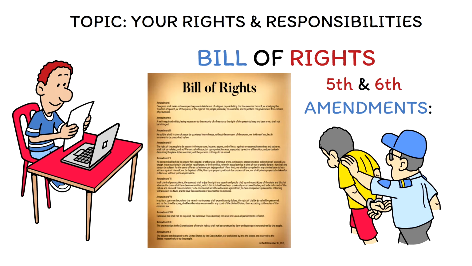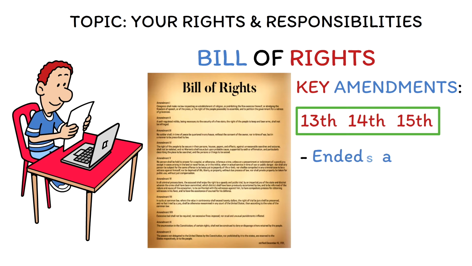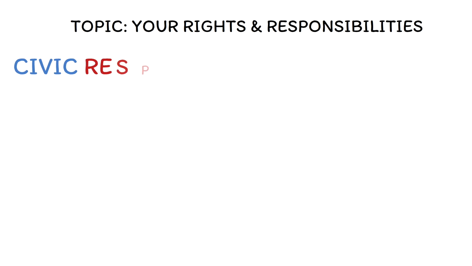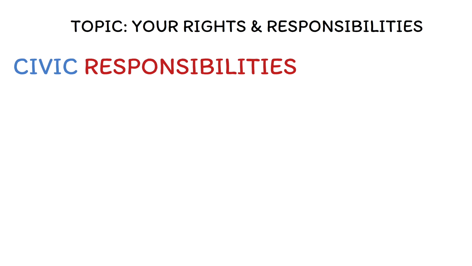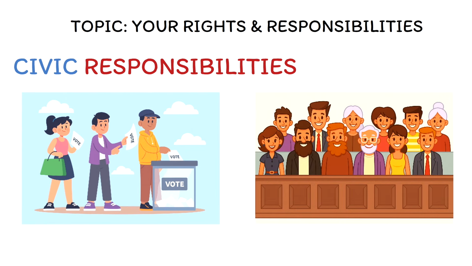You'll also want to know about a few other key amendments like the 13th, 14th, and 15th Amendments, which ended slavery and guaranteed equal protection, and the 19th Amendment, which gave women the right to vote. Finally, this topic includes your civic responsibilities, the things you are expected to do as a citizen, like voting and serving on a jury.